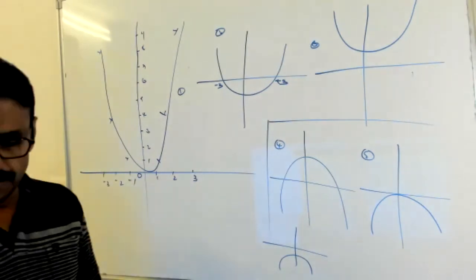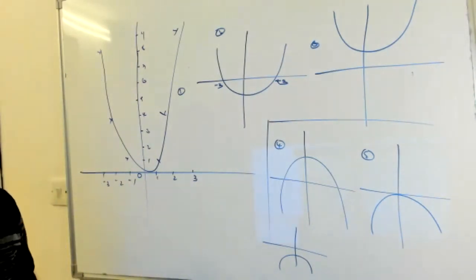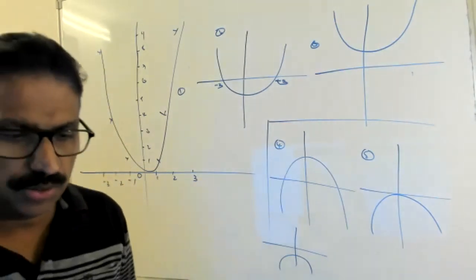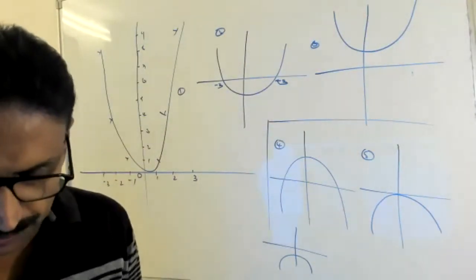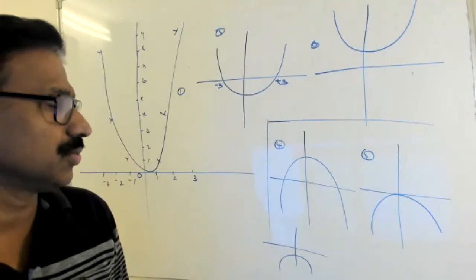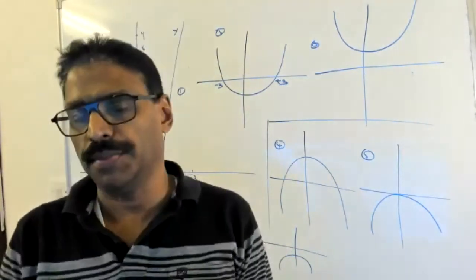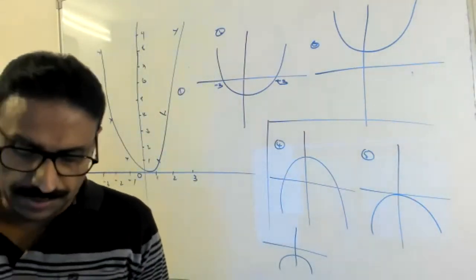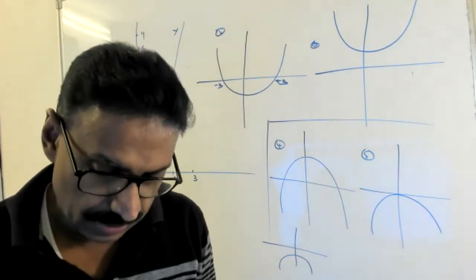So then, a quadratic polynomial has at most two zeros. At most means maximum two, maybe two or one or no zeros. Okay. A quadratic polynomial has at most two zeros.